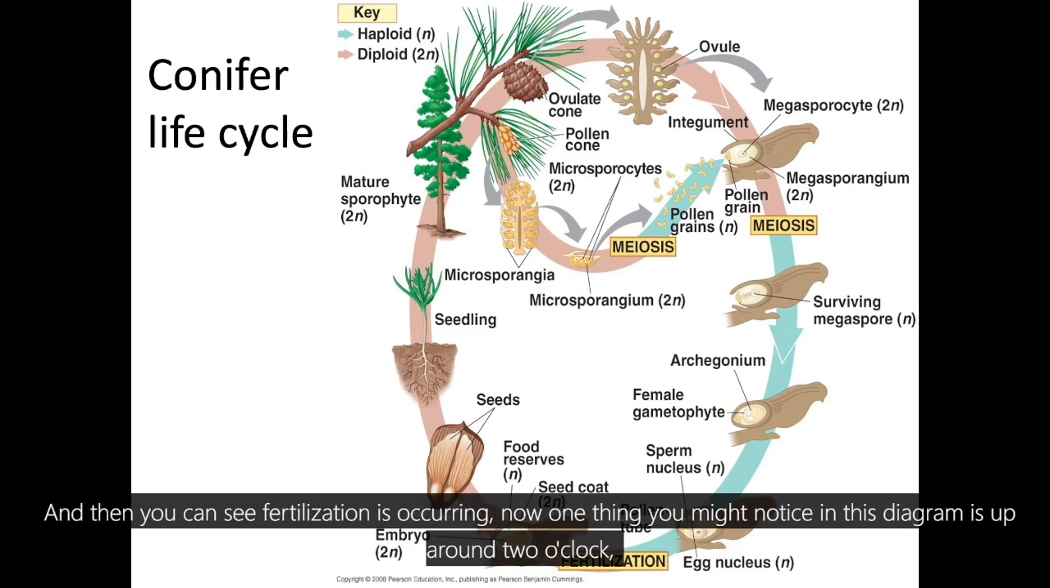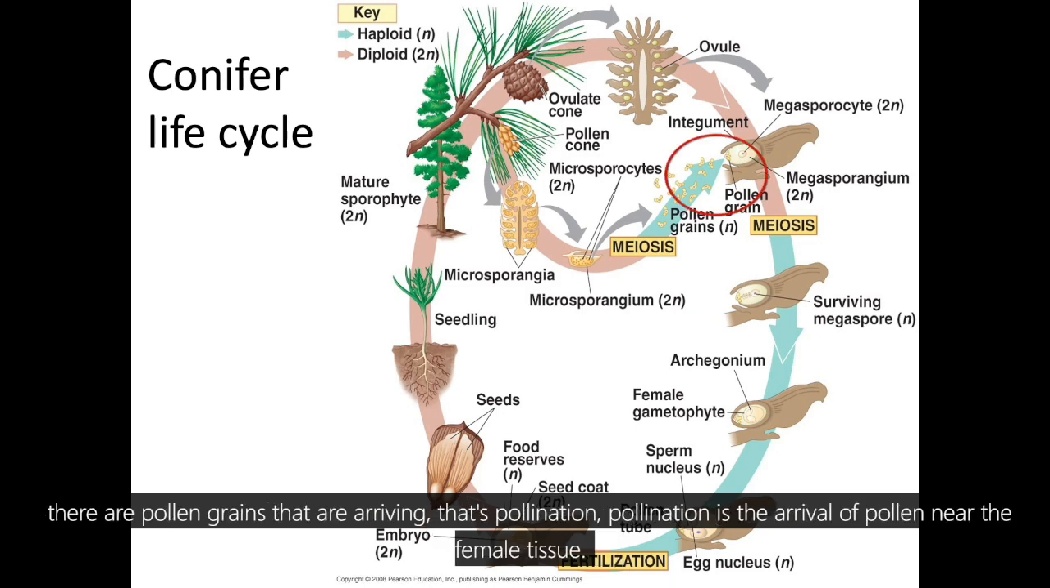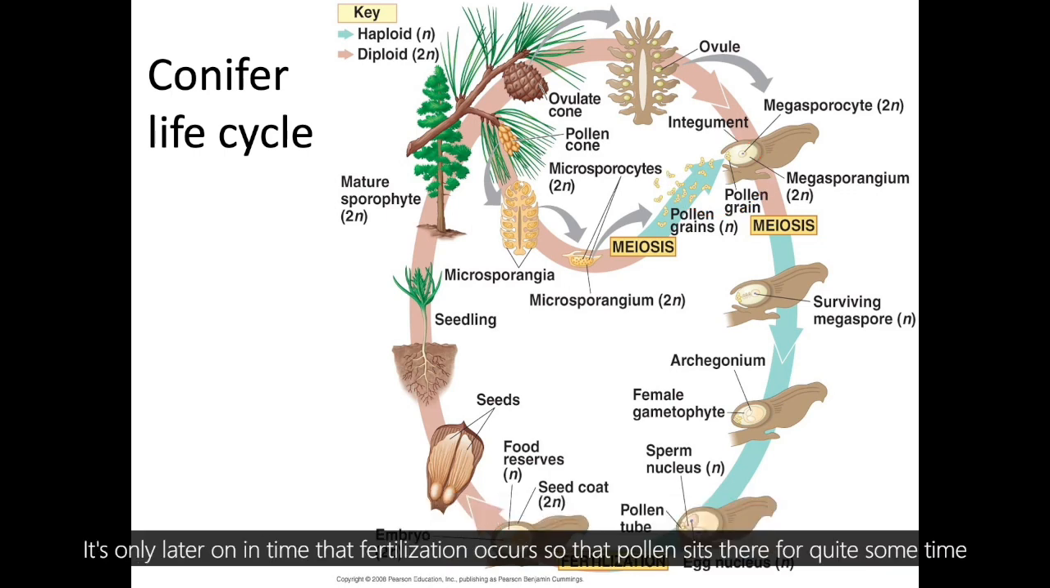occurring. Now, one thing you might notice in this diagram is up around 2 o'clock, there are pollen grains that are arriving. That's pollination. Pollination is the arrival of pollen near the female tissue. It's only later on in time that fertilization occurs. So that pollen sits there for quite some time, and then later on actually fertilizes the egg, and that's shown down around 5 or 6 o'clock.